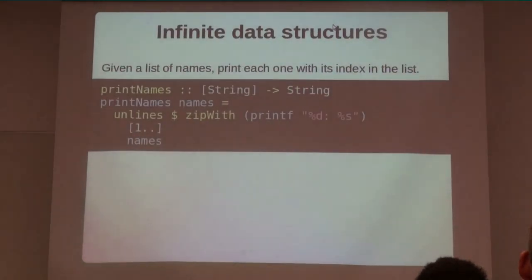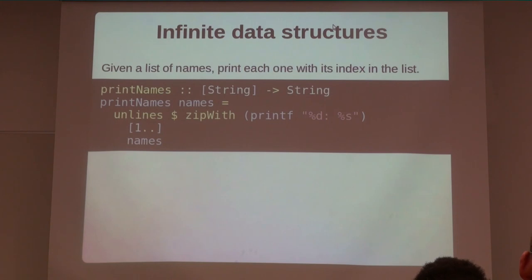So what does this give us? What does it allow us to do? Well, for example, if we wanted to print a list of names with each one having an index next to it, we could use this code. Our print names gets given a list of names, and we zip with the printf function, and we've got this infinite list here, this one dot dot list here.